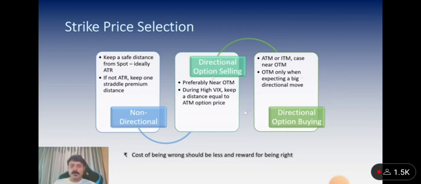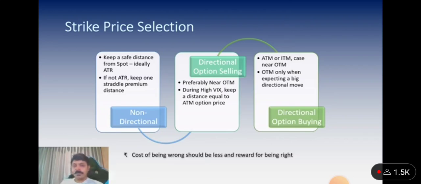And for directional option selling, I prefer near OTM. Like if the market is trading at 45,200, I usually prefer to sell 45,100 or 45,000. And if it is a proper directional trade and there is no buying conviction because of the high premium or something, then I sell even a little ITM also. I don't sell deep ITM, but slightly ITM I do sell many times.